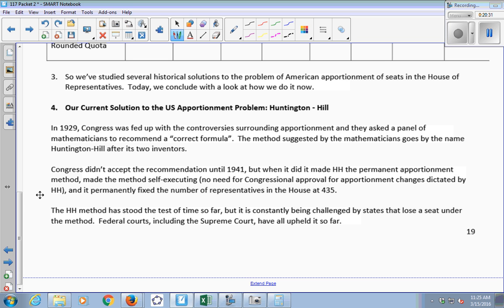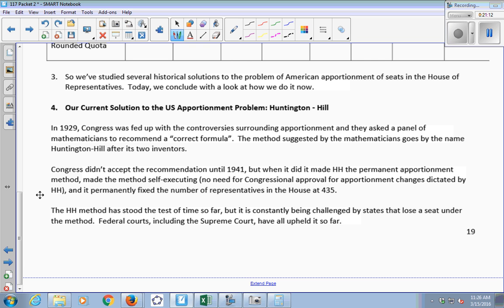All right. So in 1929, Congress was really fed up with the controversies that were surrounding apportionment. They were constantly changing the method of apportionment because there were constantly states who were upset about the results of the apportionment, right? Like that state got too many, we didn't get enough, we should have another seat, right? So Congress hired a panel of mathematicians to recommend the correct method, right? They said, just tell us how to do this. And the method suggested by the panel of mathematicians goes by the name Huntington Hill after its two inventors.